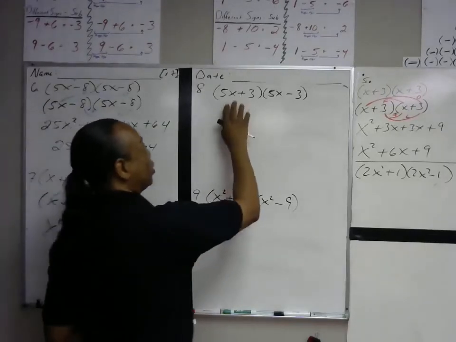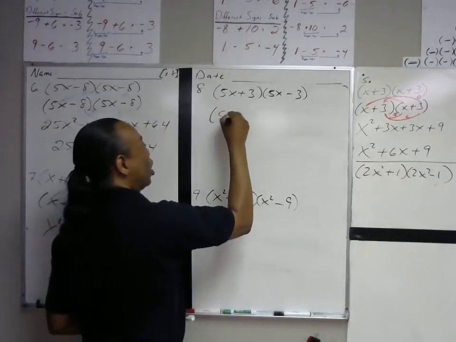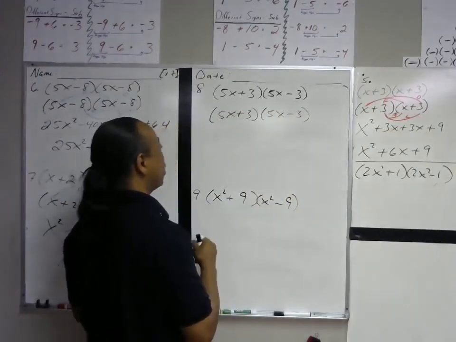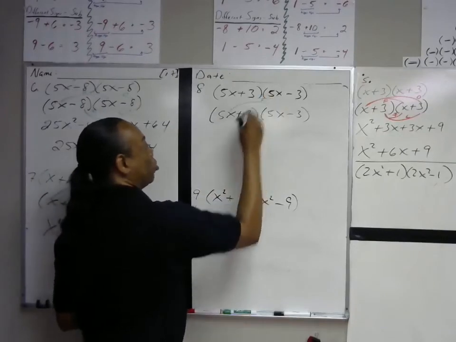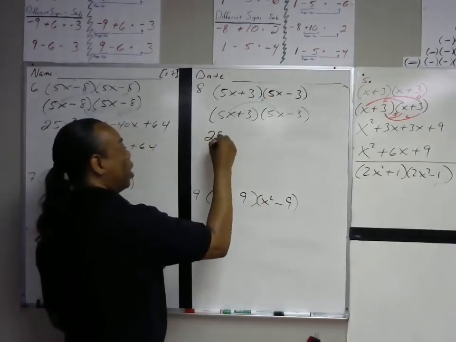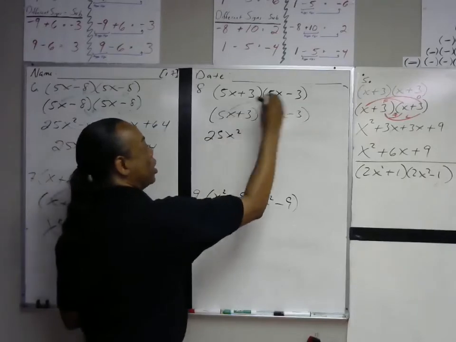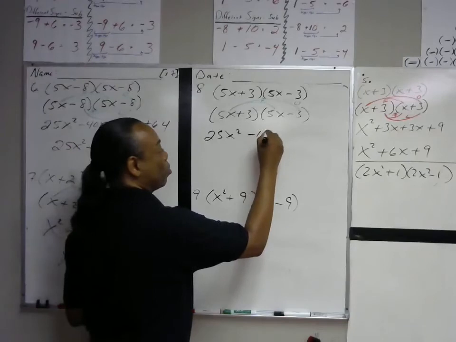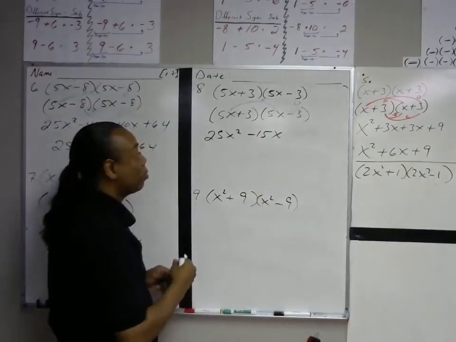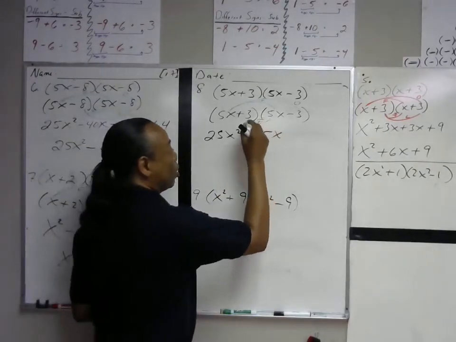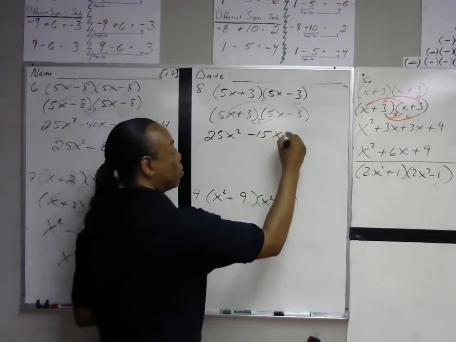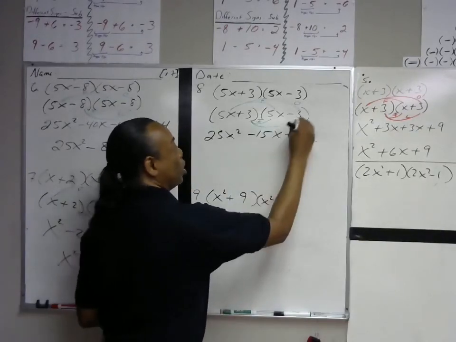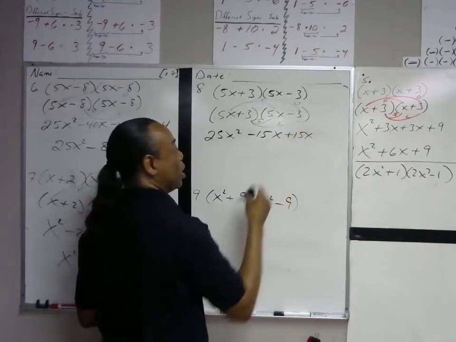So here we go. Once again, this is a binomial times a binomial, and they're both conjugates of each other. So let's multiply them and see what we get. The first terms, 5x times 5x, gives us 25x to the second power. The outside terms give us 5x times negative 3, and that's negative 15x. The inside terms give us positive 15x. And multiplying the last terms, the positive 3 times the negative 3, gives us negative 9.